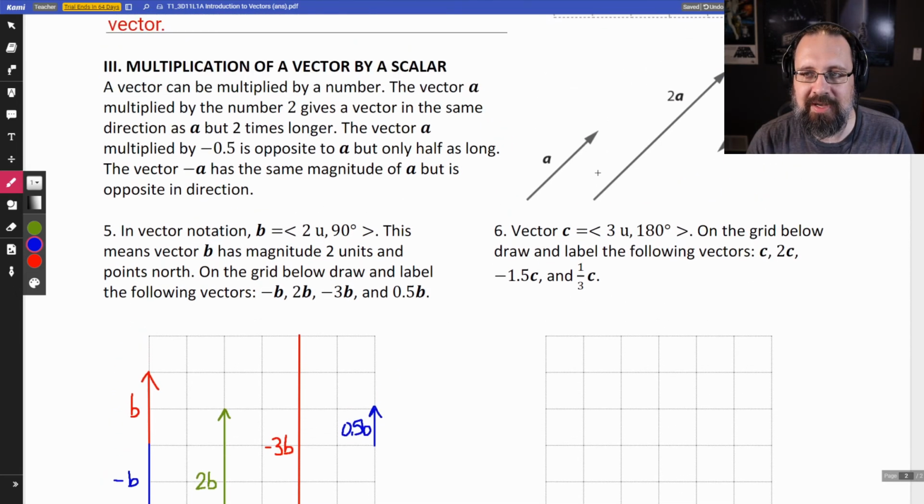Okay, now I want you guys to go answer question 6 over here. Vector C is 3 units at 180. On the grid below, you're going to draw vector C, 2C, negative 1.5C, and 1/3 C. And I'll see you guys back here in a little bit. So pause this video and come back.